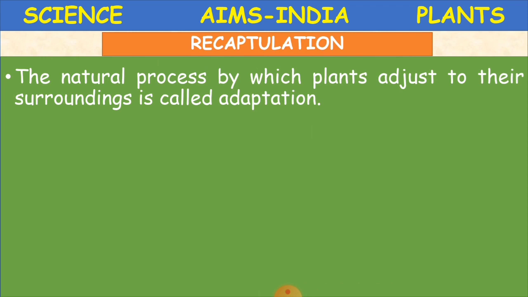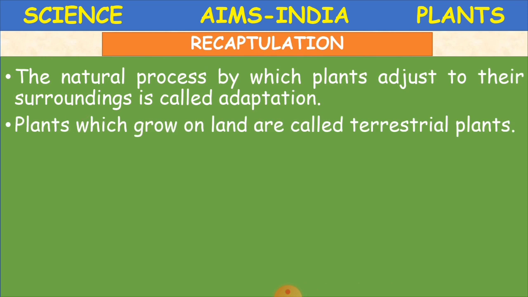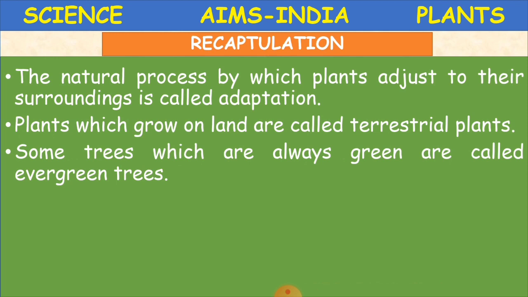The natural process by which plants adjust to their surroundings is called adaptation. We learnt about adaptation. So what is this adaptation? The natural process by which plants adjust themselves to the surroundings, to the environment, is called adaptation. Plants which grow on land are called terrestrial plants.